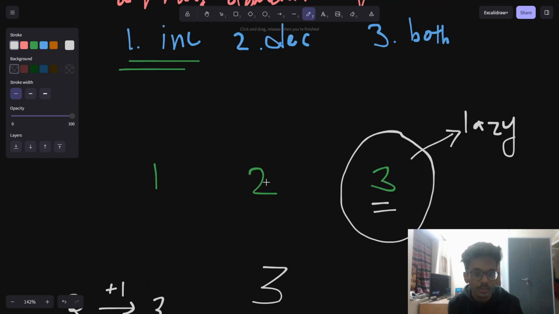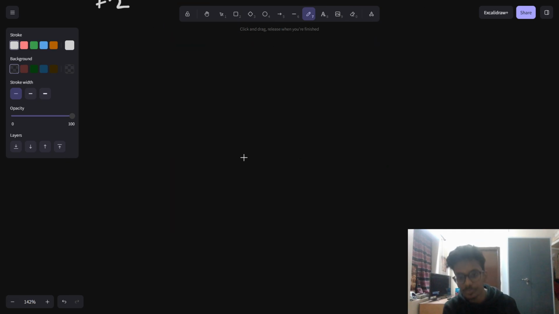3 moves in this case. Fine. This becomes the lazy point. Now, coming to the case when you can only decrement.